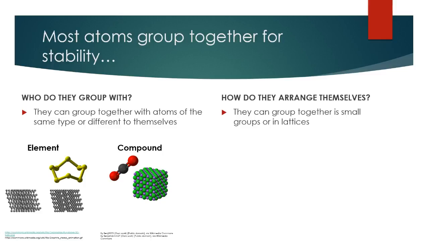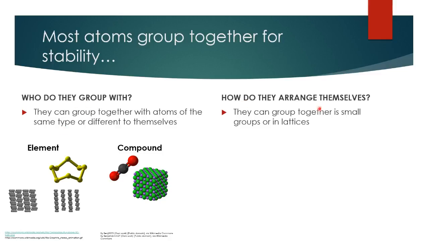Who do they like to group with? If they like to get together with atoms of the same type, then we call it an element. So here we've got sulfur. It's a group of 8 sulfur atoms all joined together. And here we've got graphite, which is the lead that you find in your lead pencils, which is lots and lots of carbon atoms joined together. If you find them grouped with different types of atoms, we call it a compound. So this is carbon dioxide. This is carbon and 2 oxygens joined together. This here is a picture of table salt, sodium chloride. These are the sodium and then the chlorine atoms all grouped together in this arrangement here. So that's who they want to group with.